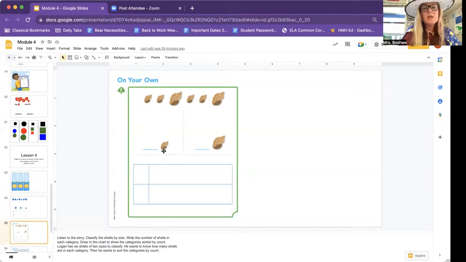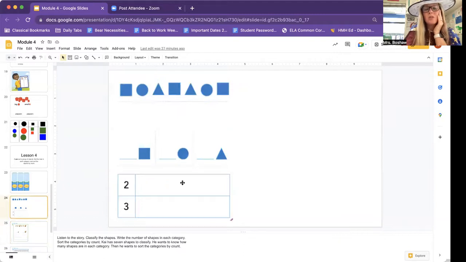Okay, so here's a little. So count how many of this size there are and write that number. And then count how many there are of this size and write that number. And then you're going to put them in a box. Now, on this side, do you remember right here? It was 2. The 2 is there for you.